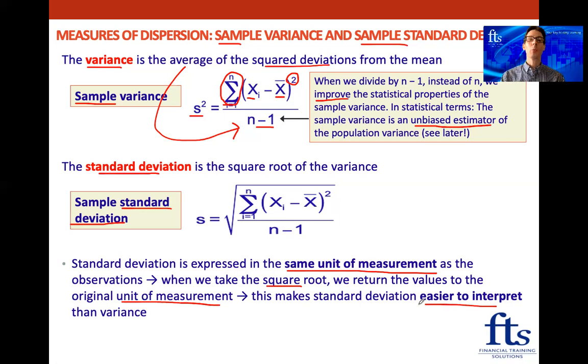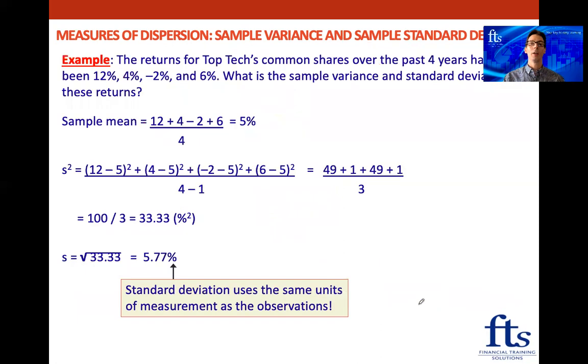And we're going to apply that to this example over here. So we've got the returns for top tech shares. This is the same information as we had for the mean absolute deviation example, but now they want us to work out the sample variance and the standard deviation. So again, step one, we need to work out the sample mean, which we did already. We know it's 5%.